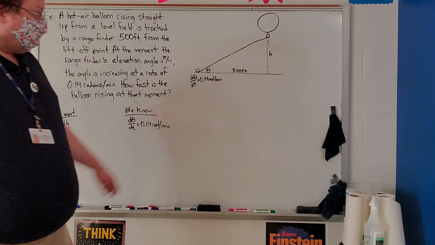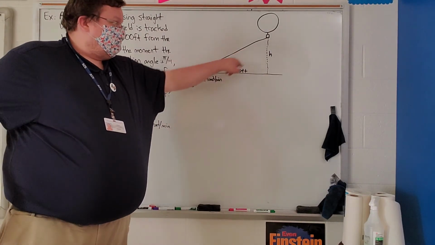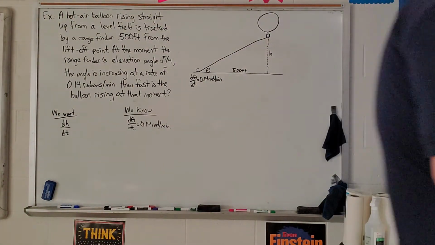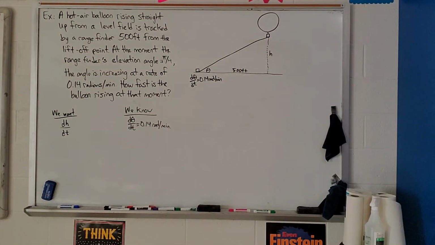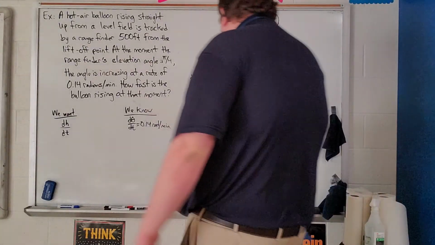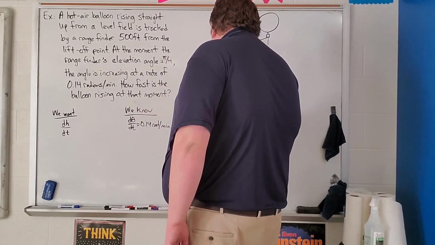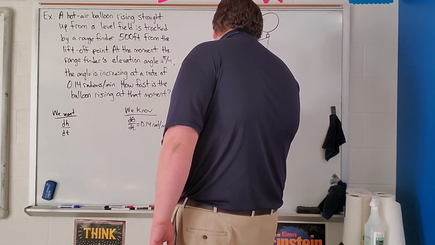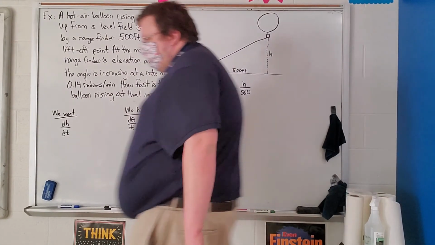Well, no, because I need a formula that relates theta to those two sides. Which one is SOHCAHTOA? Is it opposite over adjacent? So it's going to be a tangent. Tangent of theta, for our equation, tangent theta is equal to the opposite side h divided by the adjacent side, 500.